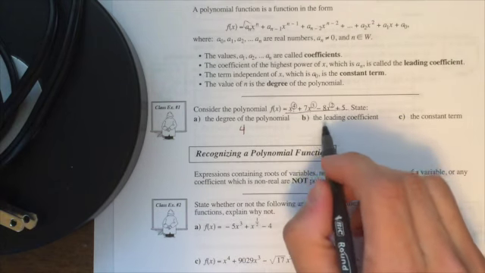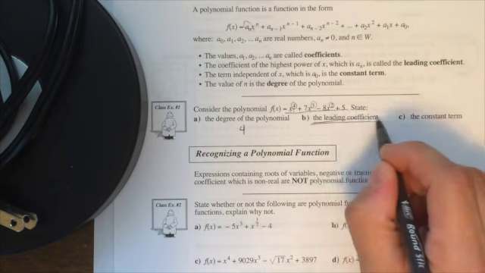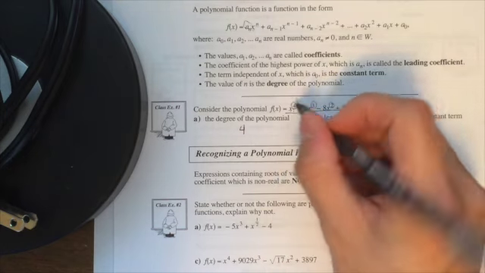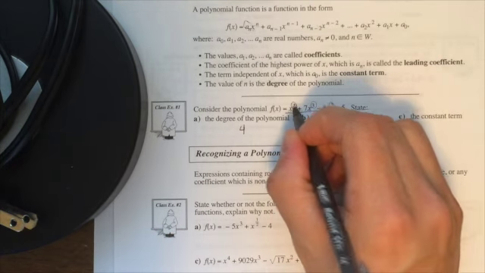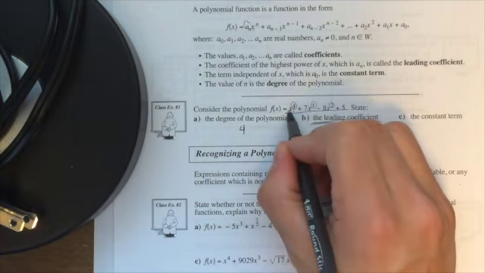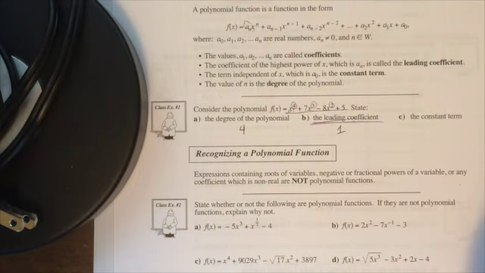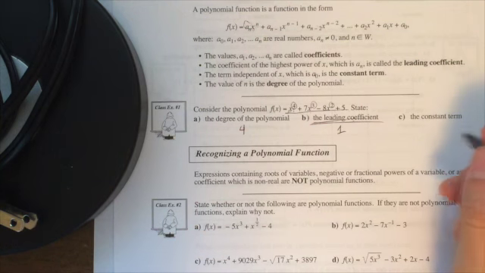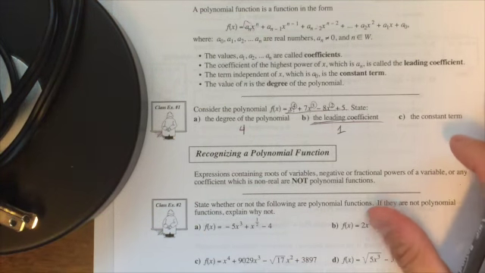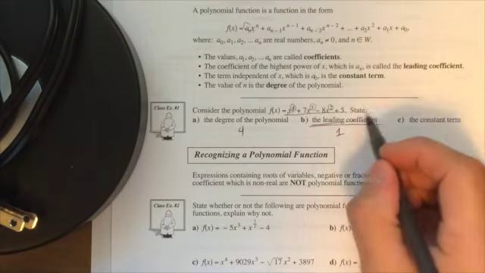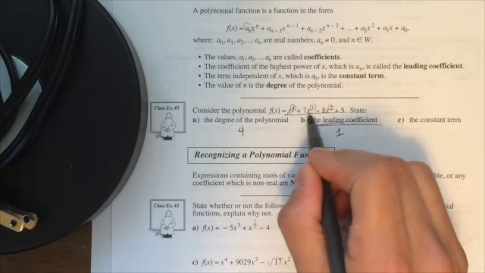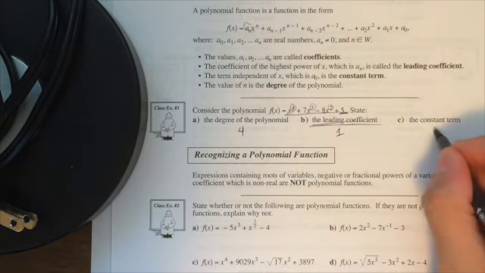The leading coefficient, well, that goes with the highest degree. So if I have x to the power of 4, and there's no value in front of x, then that means the leading coefficient would be 1. And the constant term is the term that has no variable attached to it. In this case, the only term that has no variable is 5.